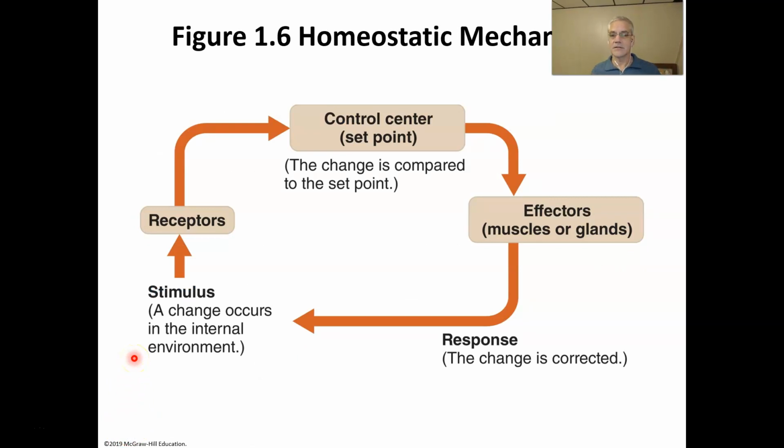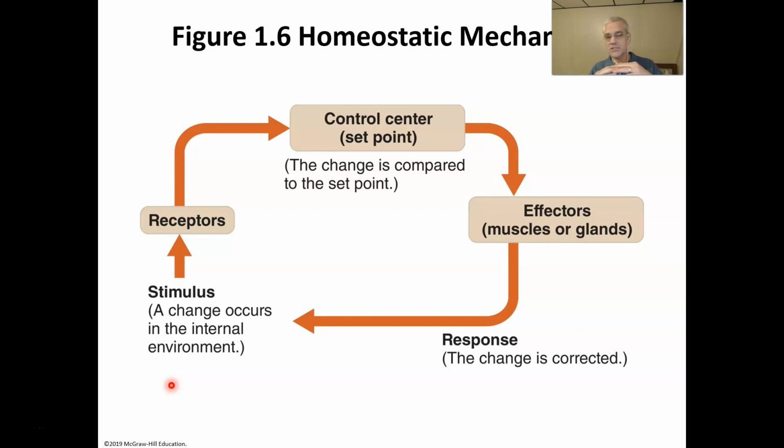So here it is in graphic form, just how homeostatic mechanisms work. You have to have a stimulus. A stimulus is a change that occurs in the internal environment. The receptor receives the stimulus, sends a signal off to the control center. The control center has a set point. There's a normal set point at that control center.